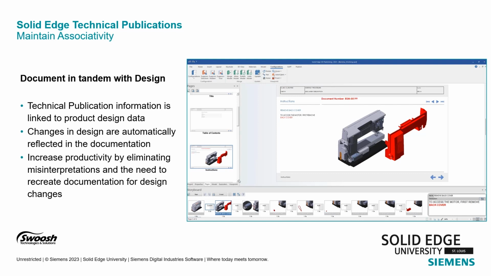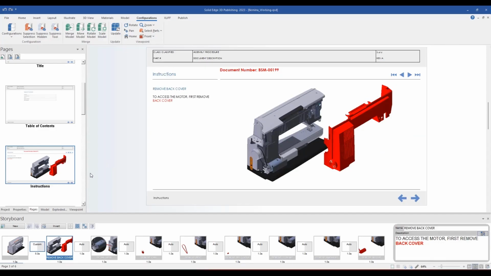In Solid Edge Technical Publications, not only can we reference the design CAD data and all the information, but the associativity is there so that whenever the CAD design does change, the technical documentation is automatically going to update.